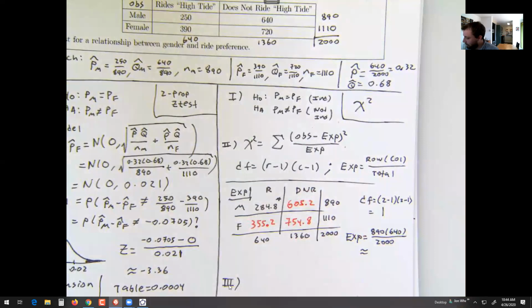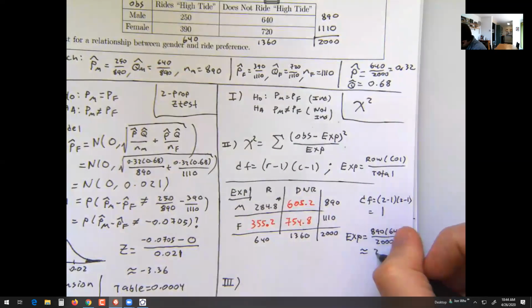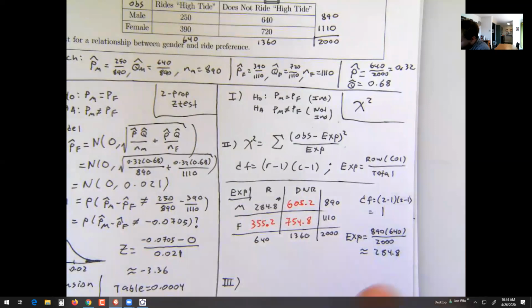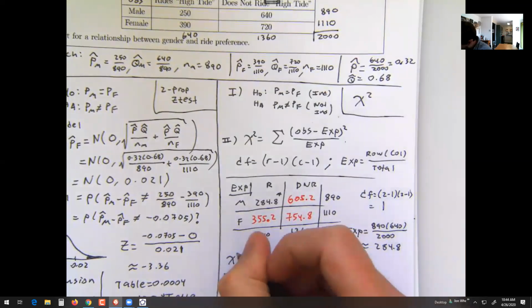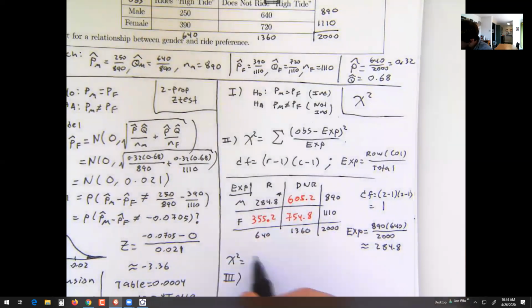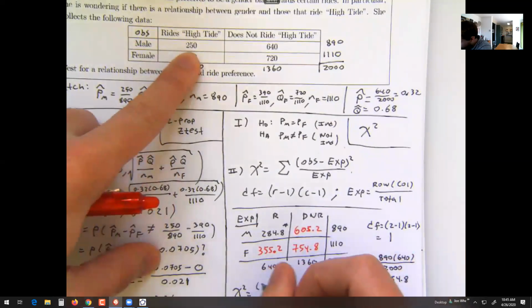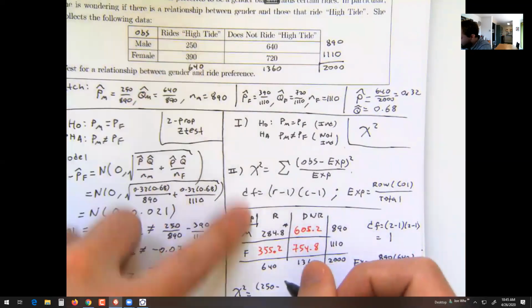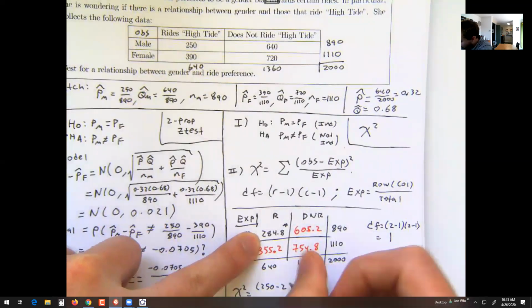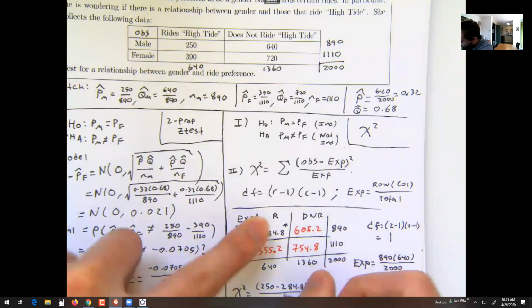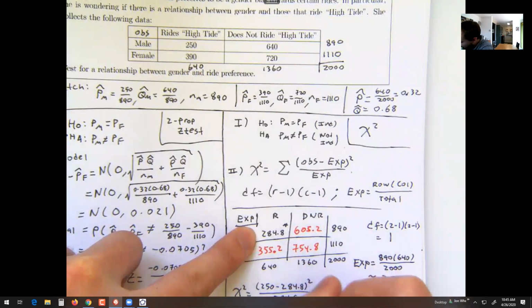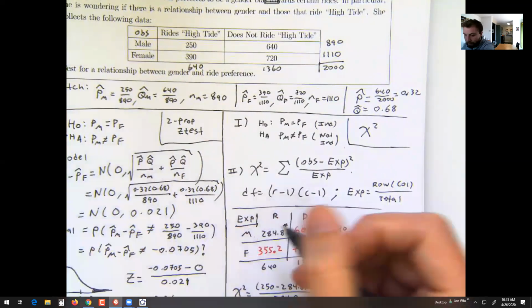So you'll notice that as soon as I have this one grid, I could solve for the remaining ones. This is why the degree of freedom there was 1. So I solved for one of the expected values, and then I got the rest for free. That's pretty nice. I'm going to calculate my chi-squared by taking the observed value, for example, 250, minus the same thing but with the expected, 284.8, squared, divided by the expected 284.8, and I'm going to add this up for each of these values.